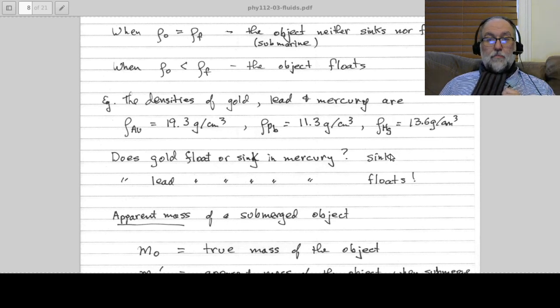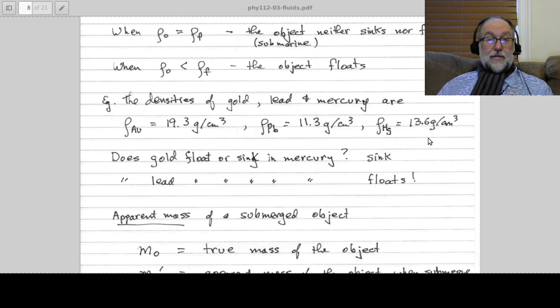So the gold sinks. But remarkably, the density of lead is less than the density of mercury. That seems surprising because mercury is a fluid and lead is a solid, but it's not always the case that a solid has more density than a fluid, or liquid.